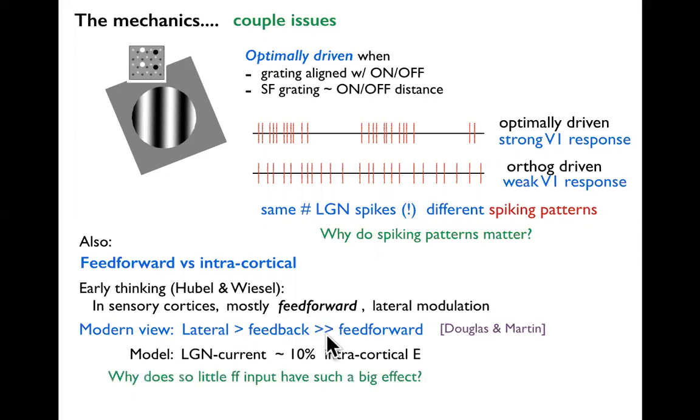In particular, in the model, the LGN current is roughly 10% of the intracortical current. So why does so little feedforward input have such a big effect? It's already so little current, and also only differing in spiking pattern. Why is the cell so good at discerning orientation?